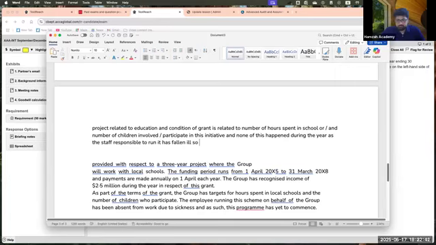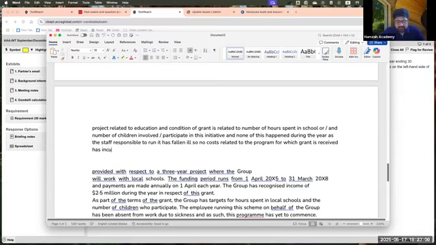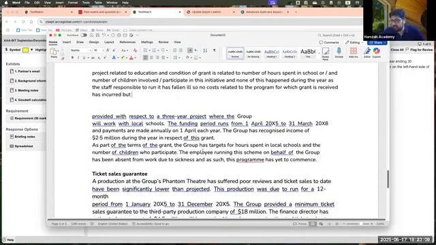So no costs related to the program for which the grant was received have been incurred. No cost. But what have they done? So no grant income should be recognized this year. Now you see, they have given the details of treatment, which is incorrect.